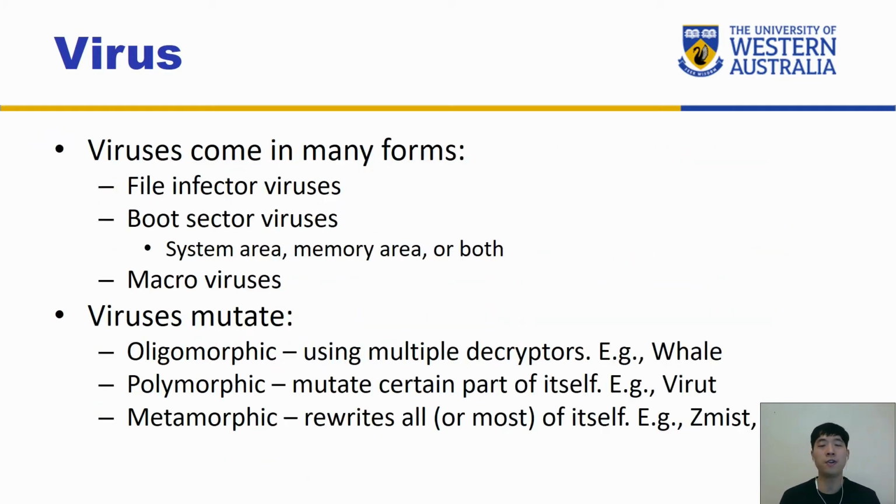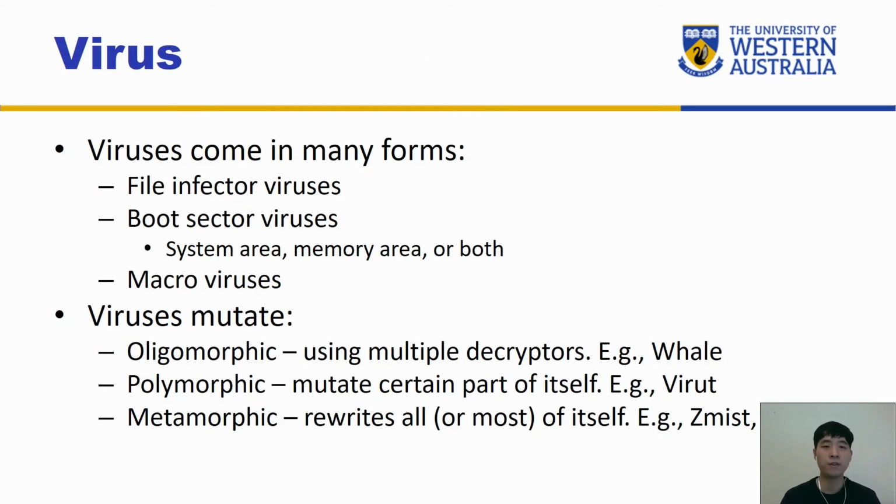Viruses come in many forms. It can be file infector viruses, boot sector viruses, or macroviruses. All those viruses will infect different parts of your computing systems, including your BIOS. It can even sit in your RAM or stay with the application like the traditional, old-style ones. Viruses can also mutate, and this makes detecting viruses very difficult. Here are a few examples, and we'll cover each one, but it largely divides into three types: oligomorphic, polymorphic, and metamorphic.